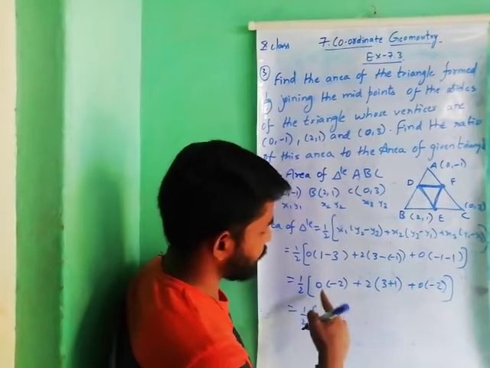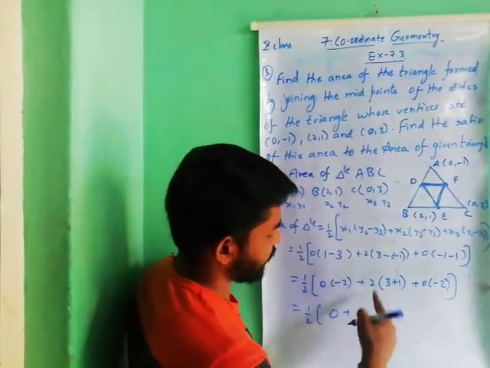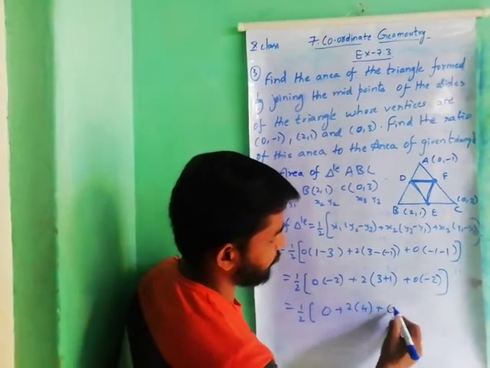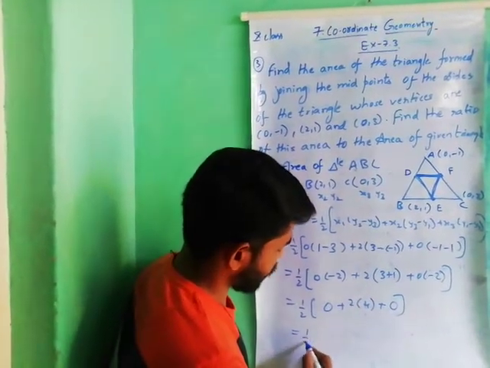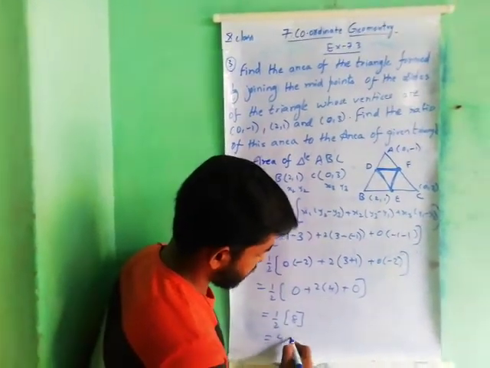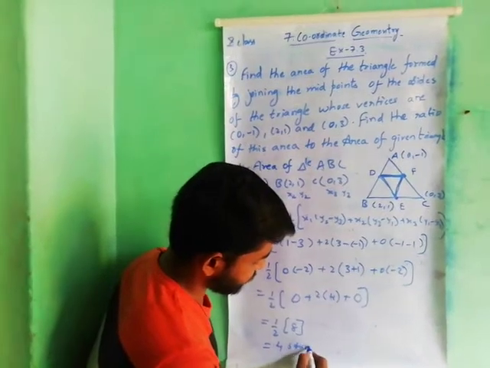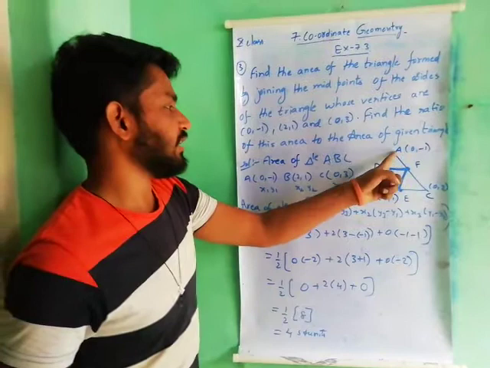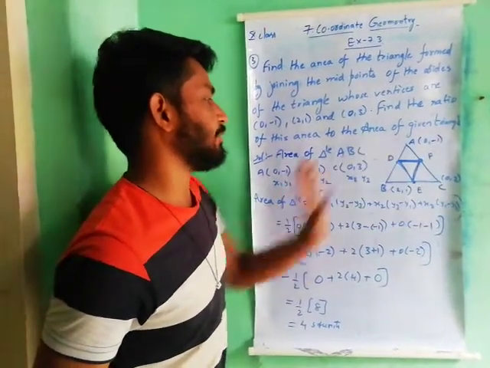So half into, 0 into anything is 0. 2 into 3 plus 1 means 4, so 2 into 4 is 8. 0 into anything is 0. So half into 8, so 4 square units. So here first I am finding the area of the big triangle ABC.